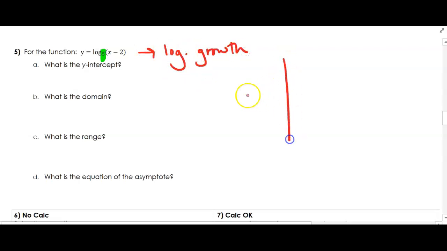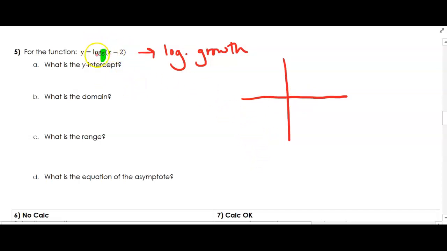Again, we are trying to talk about domain, range, and some other key features of this function. When I see that I have a log, the first thing I want to decide is, hey, is it going to be growth or decay? That's going to be based on my base. Because my base is bigger than 1, that means I have logarithmic growth. I know what that looks like on a graph, but it's going to be decided by where my asymptote is.